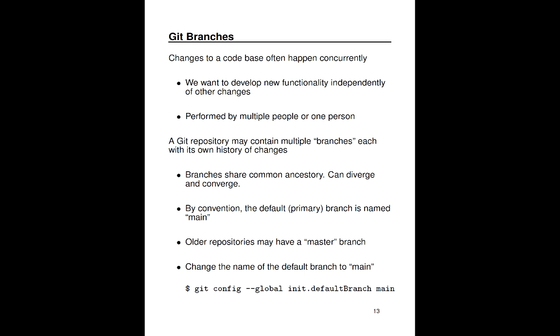To help support this use case, a Git repository may contain what are called multiple branches within the repository, and each has its own history of changes. You can create a new branch and then make changes on that branch that are isolated from the changes on any other branch.